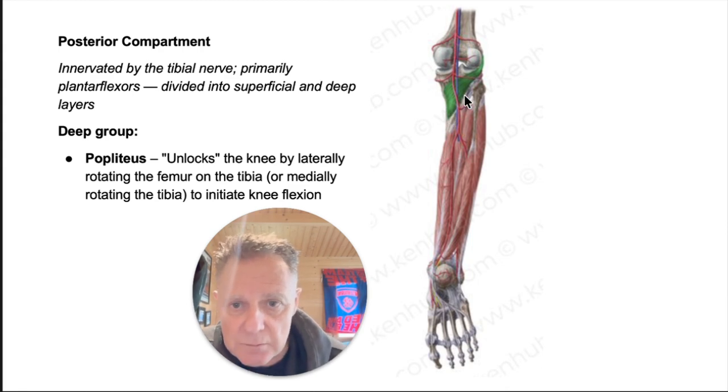And as a result, I'm sure you can see that when this contracts, it will internally rotate the tibia. And this is known as unlocking the knee. Now, there's a specific action which you'll look at later in biomechanics, but essentially it unlocks the knee by laterally rotating the femur on the tibia. A better way to think about it is medially rotating the tibia underneath the femur.